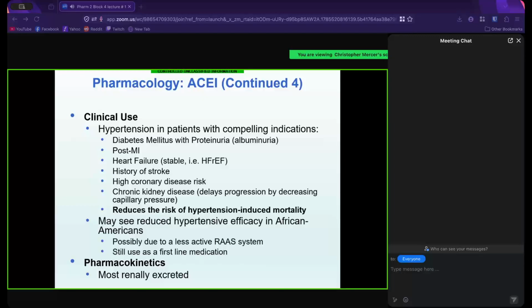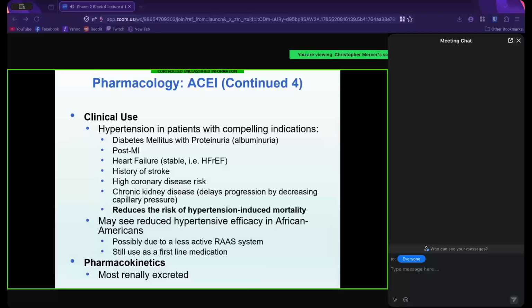There used to be in all the literature that African Americans did not respond as well to the ACEs, maybe due to a less active RAS system. The new guidelines still say maybe so, but it's still first line. It used to be taught when I was coming up to use a different first line medication for African Americans because they might not have the same efficacy. But now it is a first line drug.